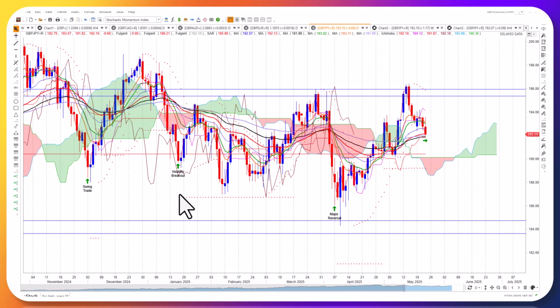Good morning, traders. Richard getting a quick Ichimoku cloud chart and artificial intelligence trading review of the sterling yen currency pair. So we'll start with the daily Ichimoku cloud.